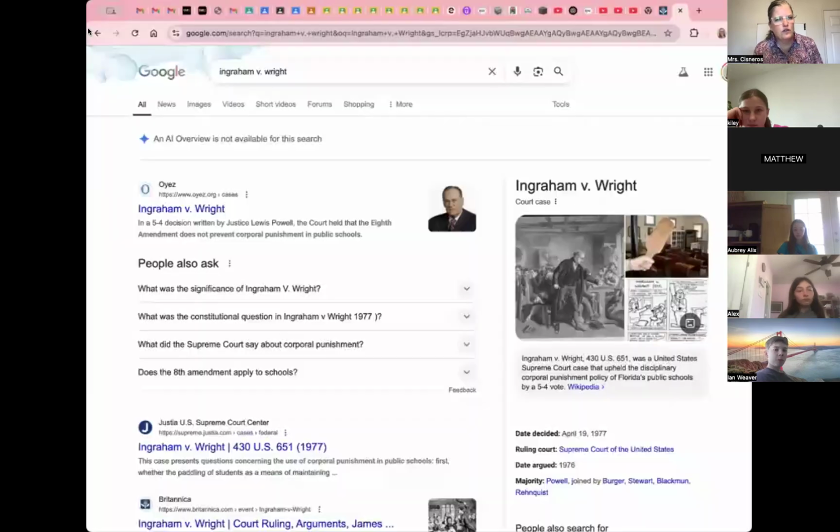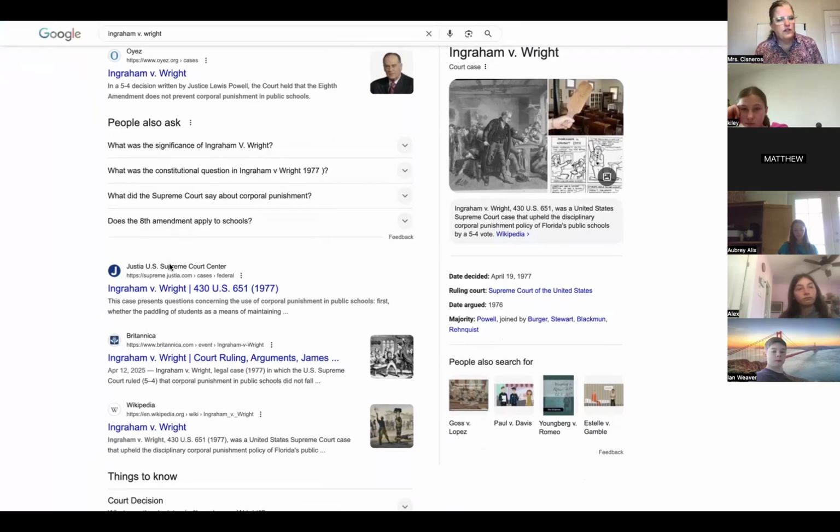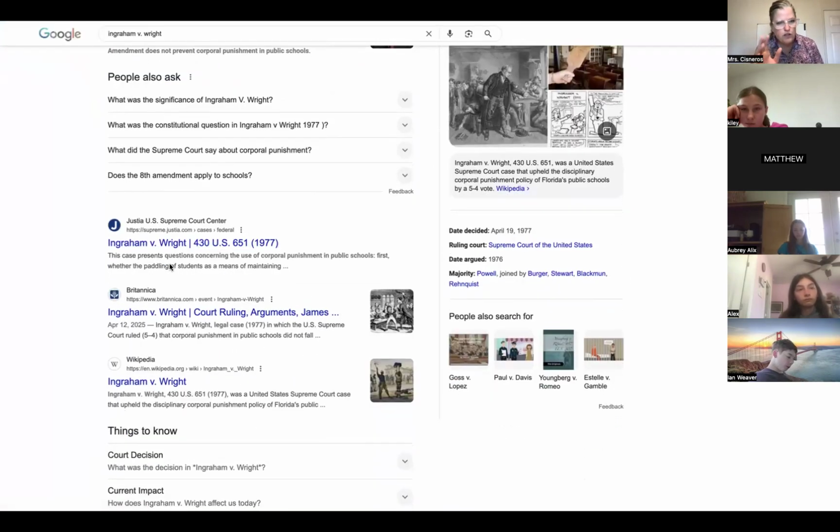So here we go. Okay, so what I just did was put it in Google. Now you want to check with your parents before you just go search Google. Make sure they're good with that. And I recommend them sitting with you to help you sift through some of these. But you're going to see lots of different websites and places to go to find out more information about this case.